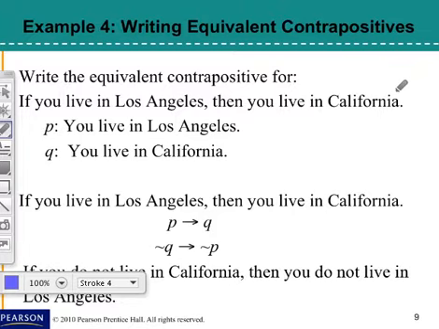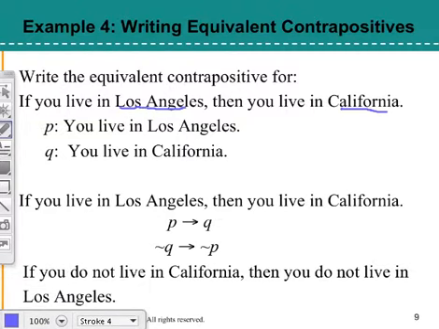All right, so let's look at an example. Los Angeles is in the news a lot. Okay, of course, that's in California, right? All right, so if you live in Los Angeles, then you live in California. That makes sense. Here's P and here's Q. Now, could I say that statement using the contrapositive? What would that be? If you do not live in California, then you do not live in Los Angeles. That makes sense. If I do not live in Georgia, I do not live in Atlanta. That does make sense.